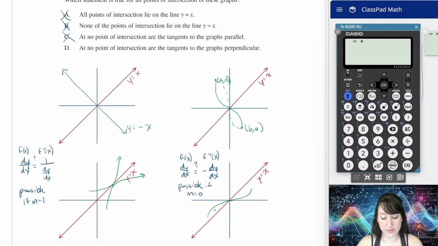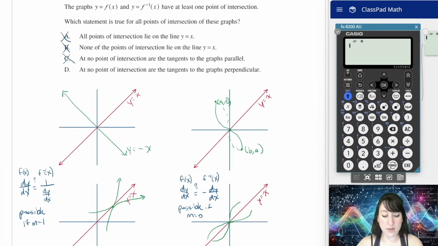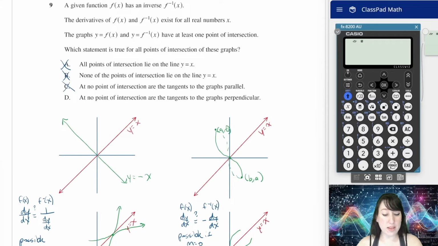So we could think of a function that has a gradient of 0 as it perhaps crosses the line y equals x, and then its inverse. So what's the problem here? Well, it comes down to the statement that the derivatives of f(x) and f inverse of x exist for all real numbers x. If the gradient of the function or its inverse at a specific point is 0, then the inverse function would be 1 over 0 at that point, which means it would not exist. It would have a vertical asymptote. So that's why D is the correct option.